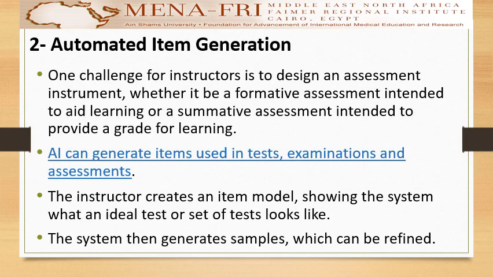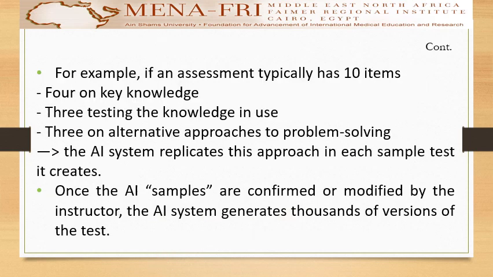Automated item generation. One challenge for instructors is to design an assessment instrument, whether it be a formative assessment intended to aid learning or a summative assessment intended to provide a grade for learning. AI can generate items used in tests, examinations, and assessments. The instructor creates an item model showing the system what an ideal test or set of tests looks like. The system then generates samples, which can be refined.